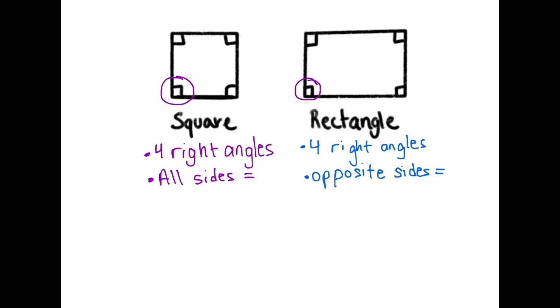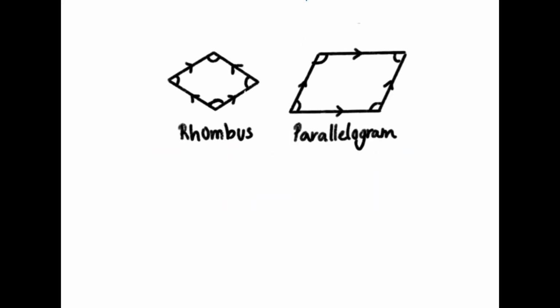The final rule is that opposite sides are parallel, and that's true for both shapes. So the main difference between a square and a rectangle is that on a square, all the sides are equal, whereas on a rectangle, only opposite sides are equal. So a square actually fits the definition of a rectangle. However, a rectangle does not fit the definition of a square. Let's move on to the next two regular quadrilaterals.